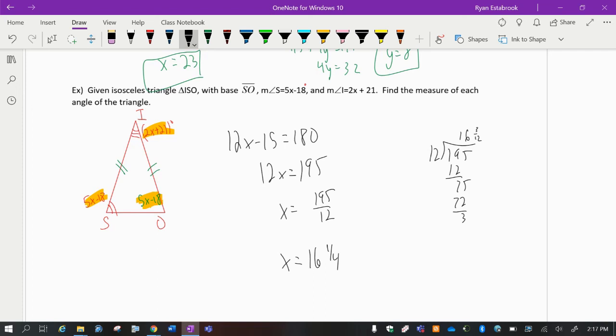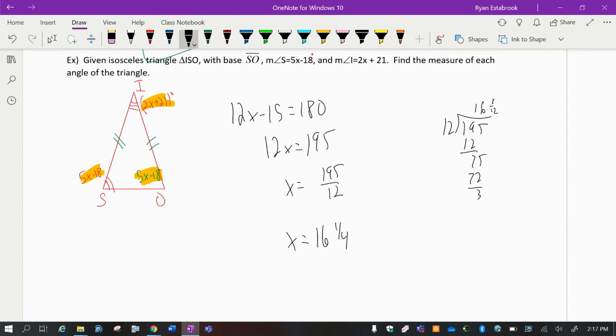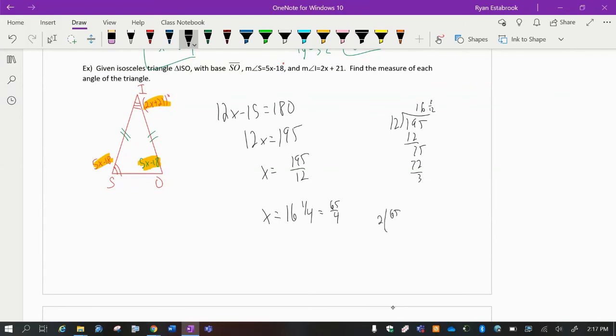And since we're asked to find the measurement of each angle, we're not exactly done yet. We have to write this as an improper fraction, which I think will make it a little bit simpler. We have to plug it in. So if we plug it in for the top one, 2 times this x plus 21. 2 times 65 over 4 plus 21, that's 65 over 2. The 21 can be 42 over 2. And if we add those together, that's going to be 107 over 2 degrees, or 53.5 degrees. The other two measurements are going to be equal to each other.